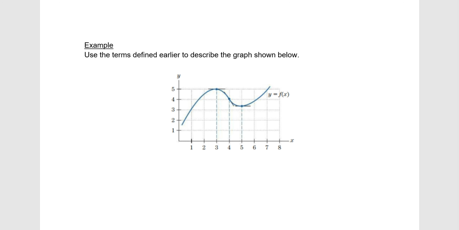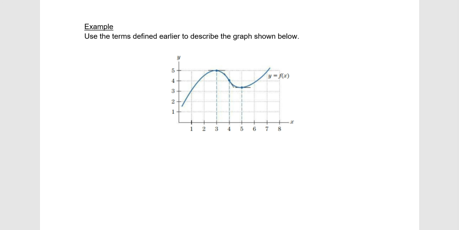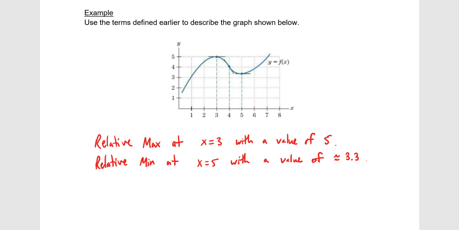Okay, let's take a look at this graph and use the terms that we just defined to describe the graph shown below. So starting with the relative max and min, you can see that there's a relative maximum point at x equals 3 with a y value of 5. You can see these tangent lines at the relative max and min have a slope of 0 when it's changing from increasing to decreasing, or vice versa.